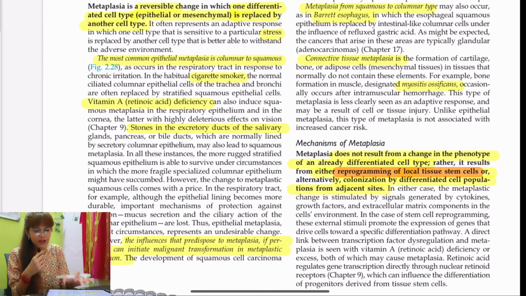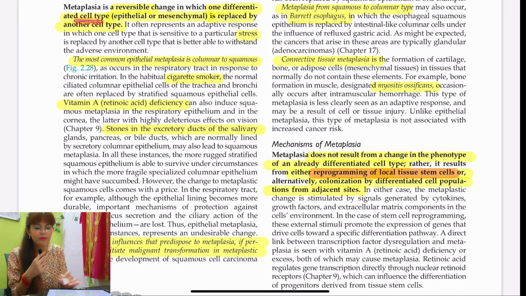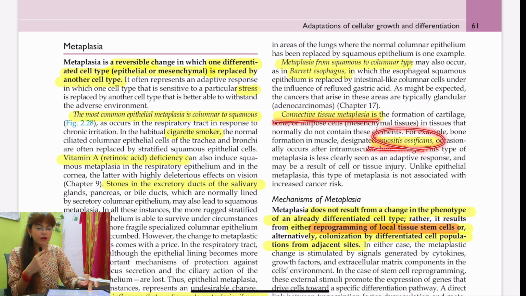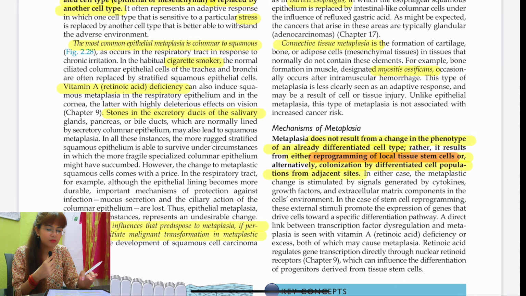Next is metaplasia, differentiation of one cell type to another cell type. The most common is columnar to squamous, but there can also be squamous to columnar, as in Barrett's esophagus. Connective tissue metaplasia happens in the case of myositis ossificans. The mechanism is very important here.